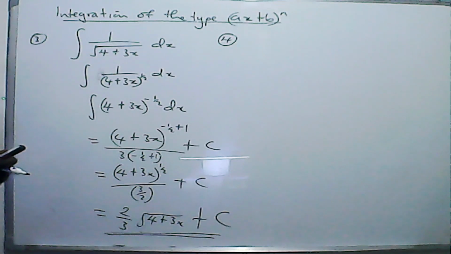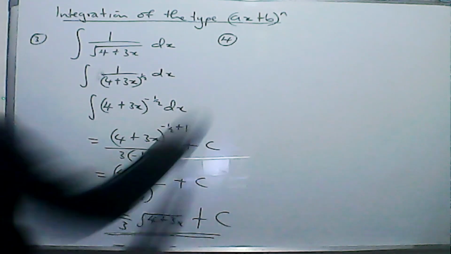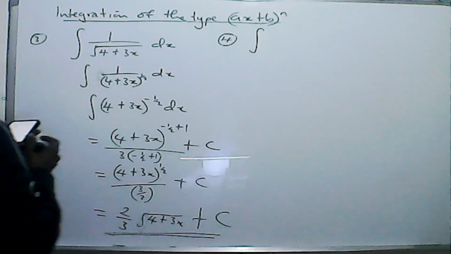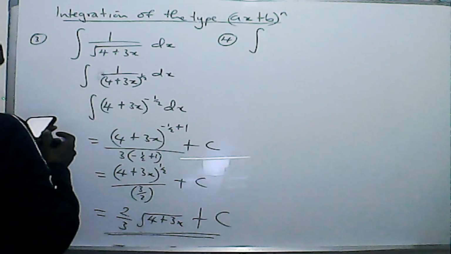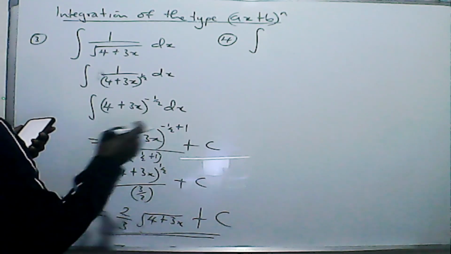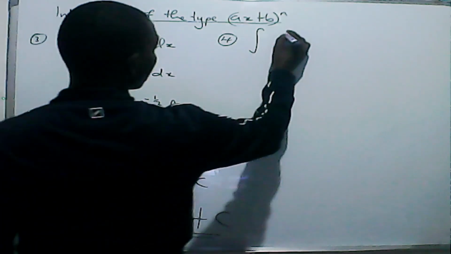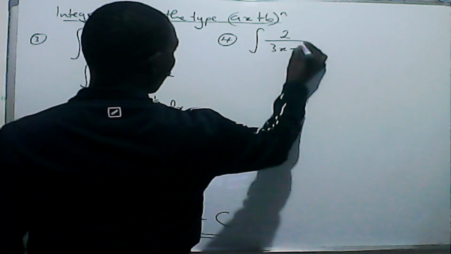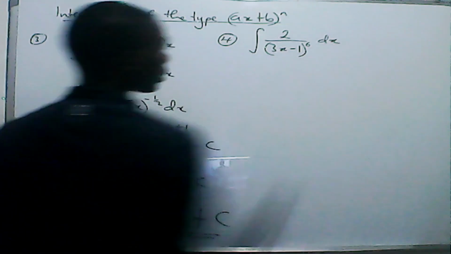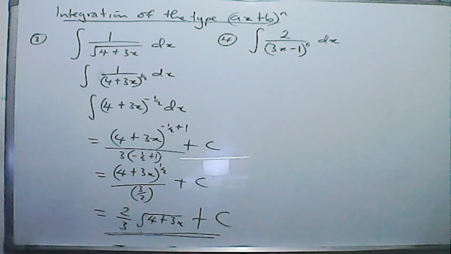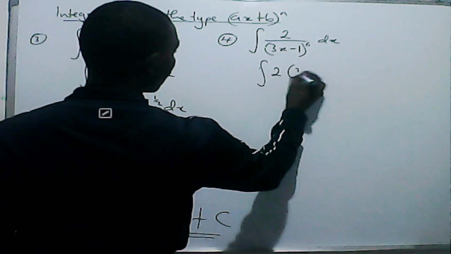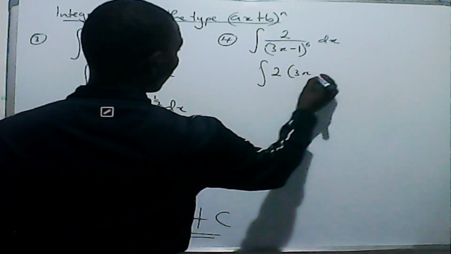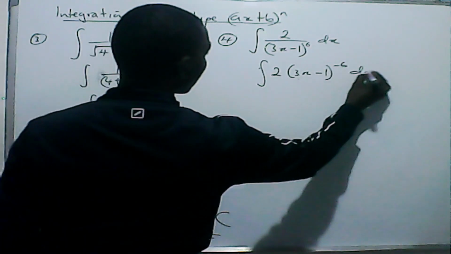Let's look at one more example. Let's say we are given the integral of 2 over (3x minus 1) to the power 6, dx. Right, so now we can rewrite this as 2 times (3x minus 1) to the power minus 6, dx.